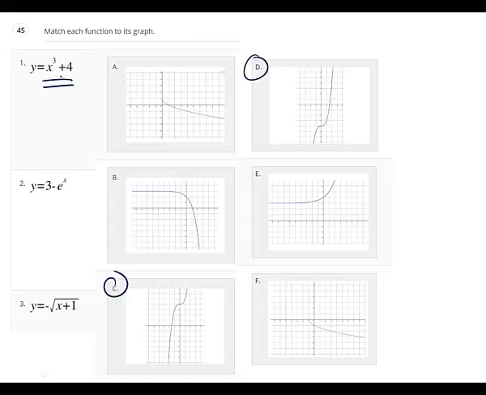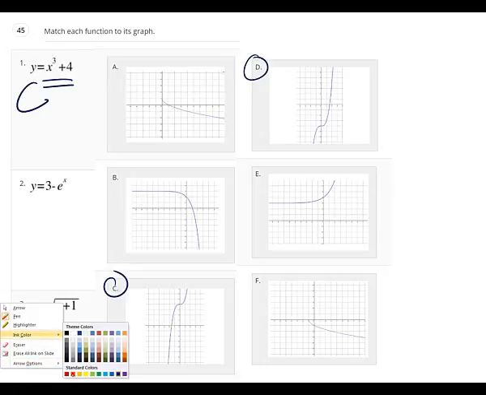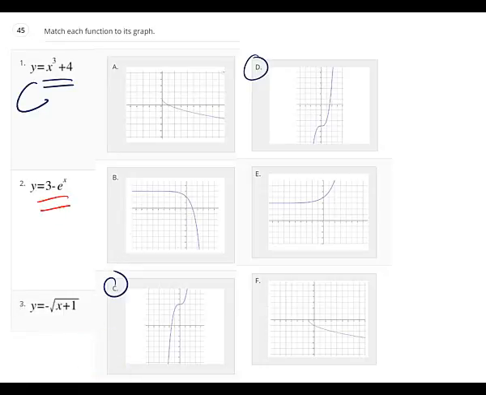So I need to figure out, let's see, what's going on? What does the 4 do to it? Up 4. It makes it go up 4. Which one is going up 4? C. So this one's definitely C. Okay. All right. This one's exponential. Which 2 look exponential? B and E look exponential.